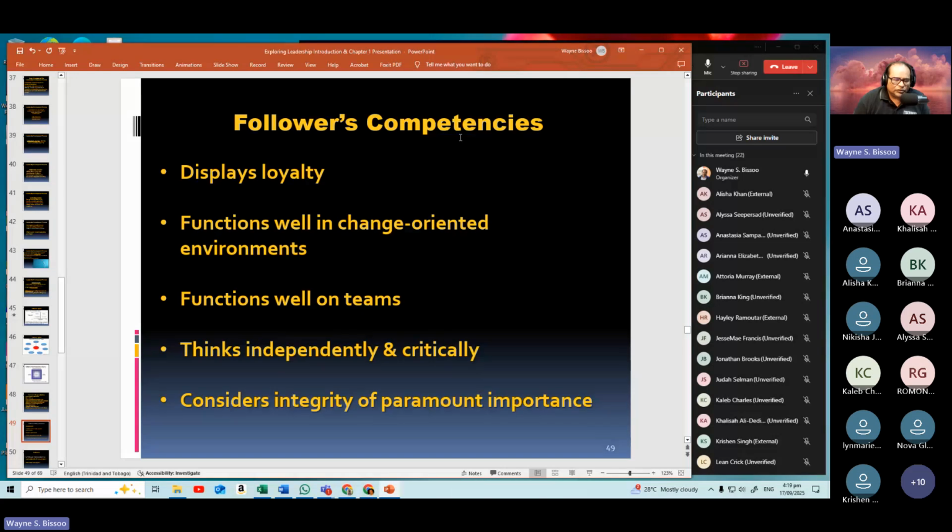So, in order to do those particular things that we talked about, those functions, we need to have these competencies. We need to be loyal. We need to be able to work well in changing environments, which means we're accepting of change. We need to work well on teams as followers. We need to have good critical thinking skills, and we need to consider integrity the most important thing in the behavior of ourselves and others. These are the competencies we need to be an effective follower.